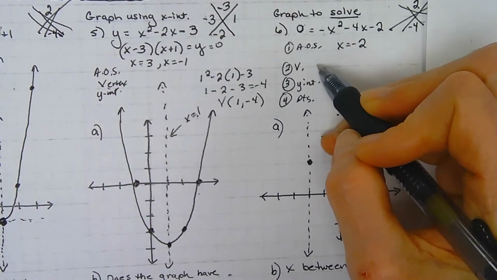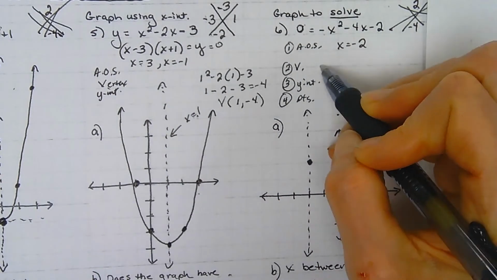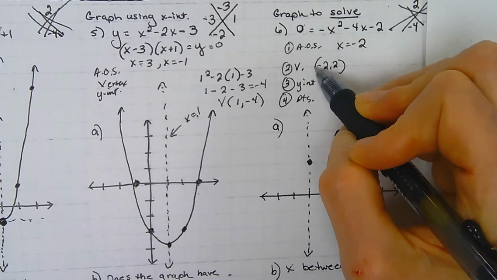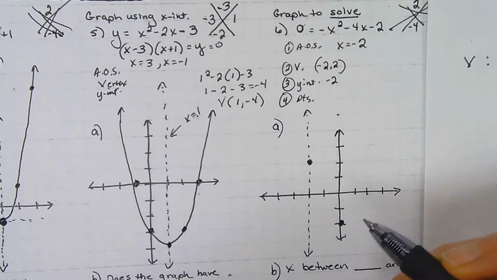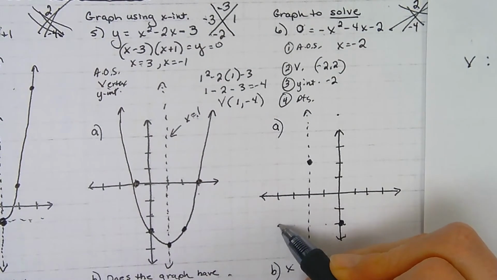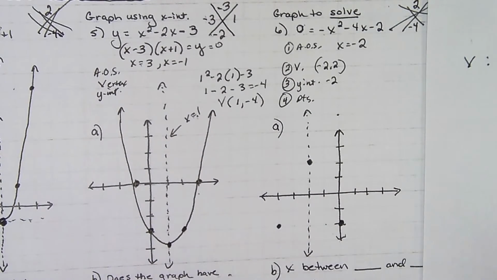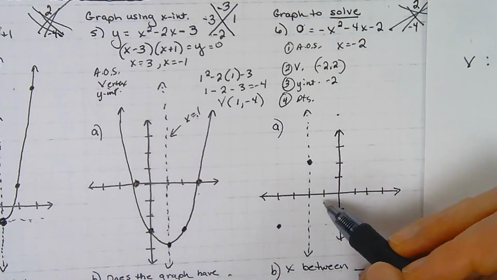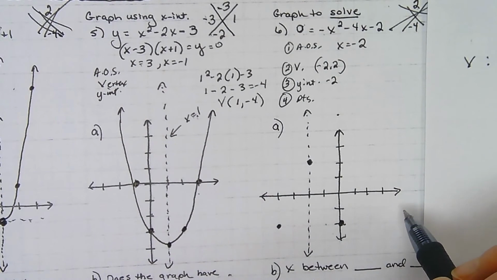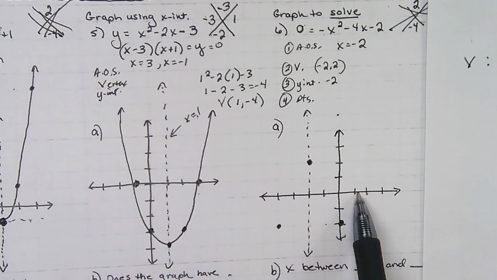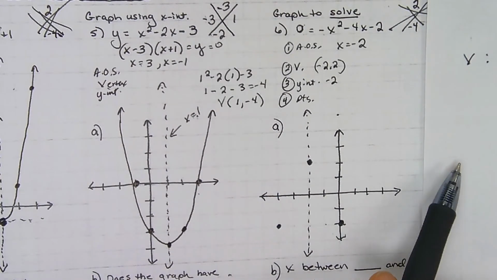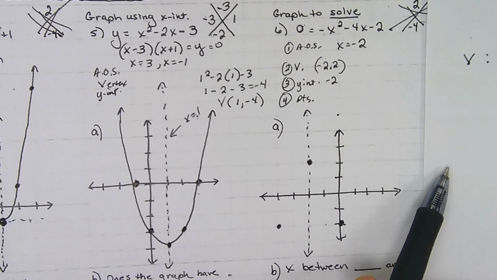So the vertex was at negative 2, 2. And the y-intercept is at negative 2 down here. There's the y-intercept. We can mirror that across the axis of symmetry. We have 3 points here. Let's find another pair. And a nice choice might be negative 1. Let's go ahead and choose one that's going to keep us on the graph if at all possible.